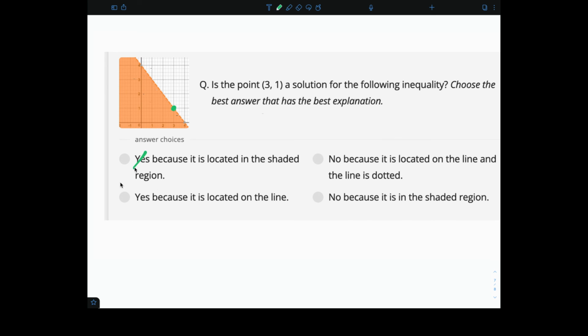We can cross those out. Let's look at the no's. No, because it is located on the line, and the line is dotted. No, because it is in the shaded region. This one makes no sense, hence this one is the answer. Okay? And that's about it.